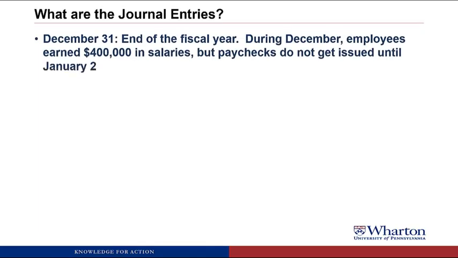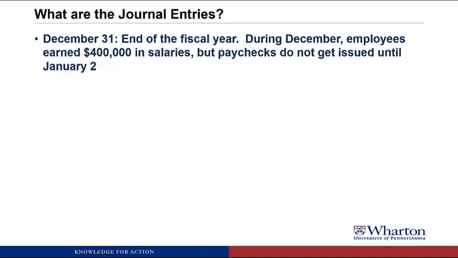Next set of transactions. So it's December 31st. It's the end of the fiscal year. During December, employees earn $400,000 in salaries, but paychecks do not get issued until January 2nd. It's the end of the fiscal year, so we have to ask ourselves whether we need an adjusting entry. We do in this case because we've had employees work for us.